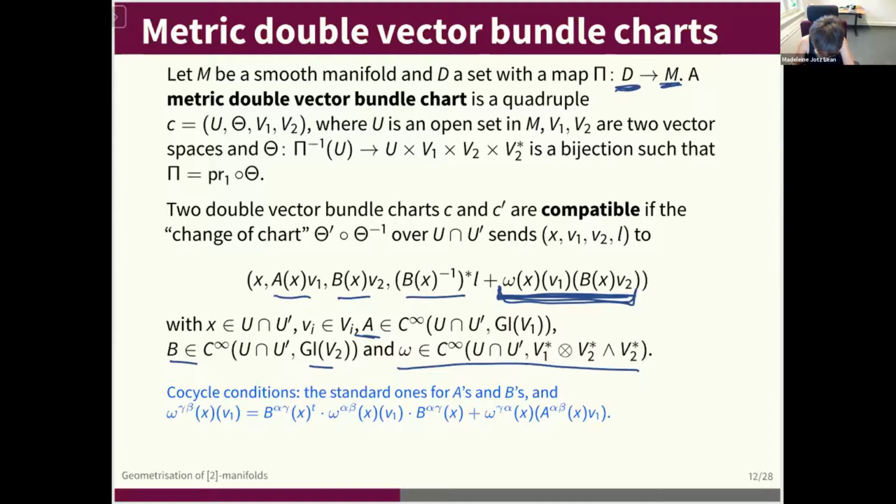And as I said, the A and B satisfy the standard cocycle conditions of a vector bundle, but the omega satisfies a new cocycle condition, the compatibility with the A and B.